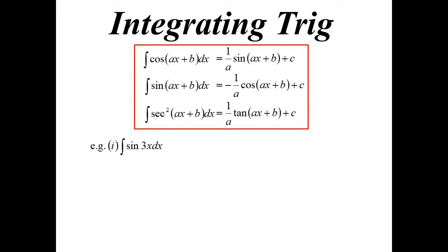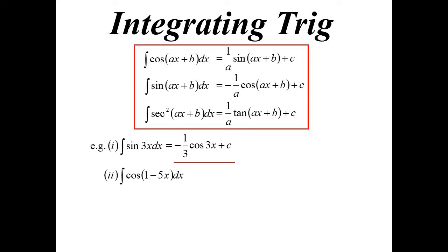Any other type of function, we just want to use that idea like we did with exponentials and that, where we want to create the derivative of the angle out the front. So let's look at a few examples. Sine 3x, 3x is a linear function, so I can go a third and it'll be minus, because we're integrating sine, so minus a third cosine 3x.